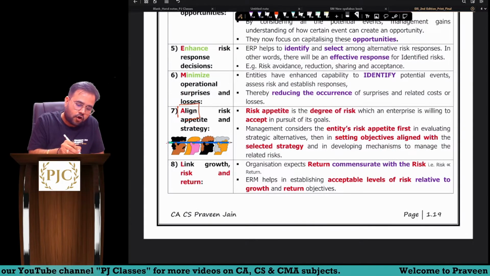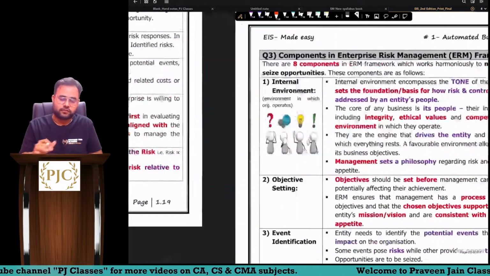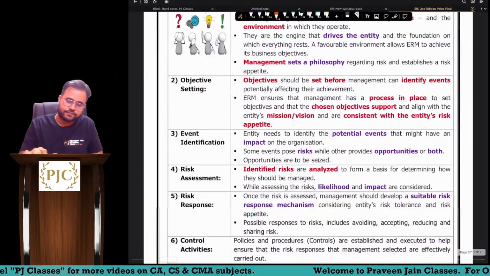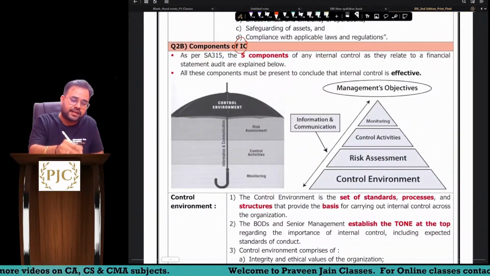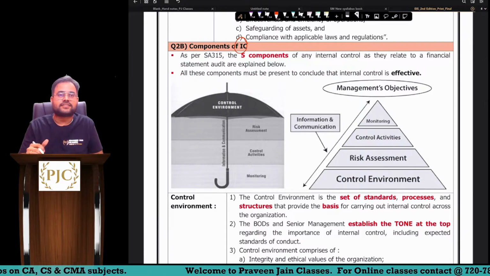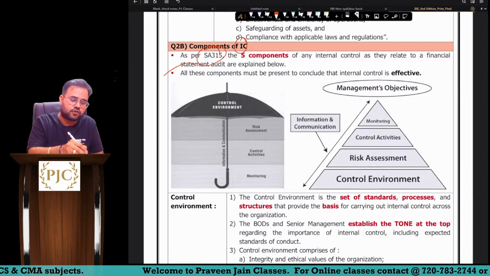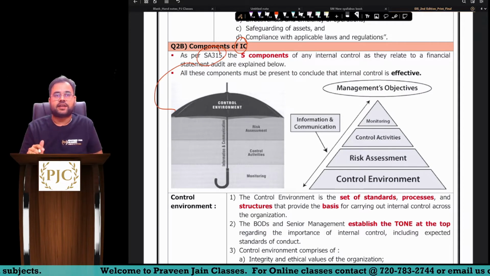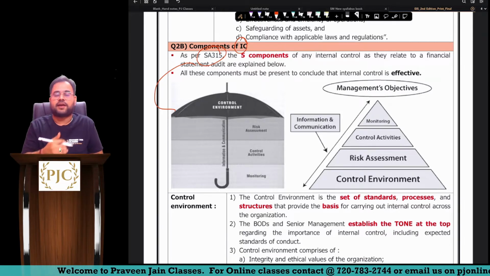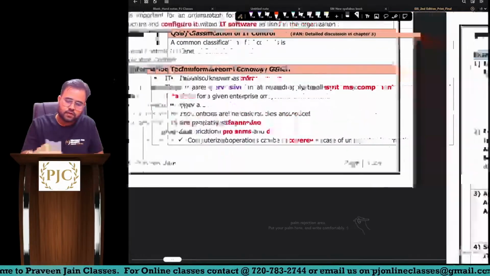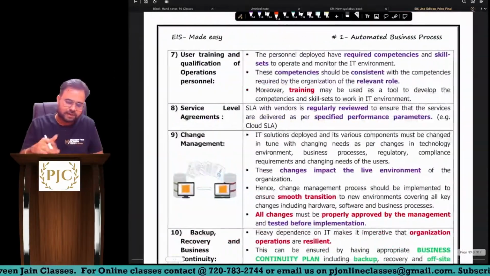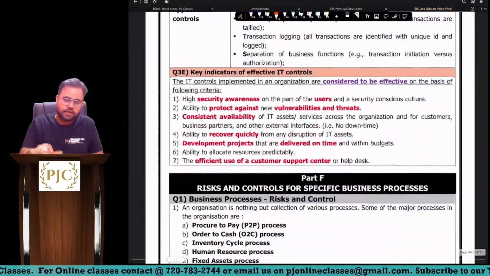Align. So can I say all should think in the same manner? This is what the meaning of align is. So you can see components of internal controls. You have studied standards on auditing. SA 315 talks about 5 components of internal controls. So those 5 controls in an umbrella format are discussed. This is chapter number 1 which we are talking about.